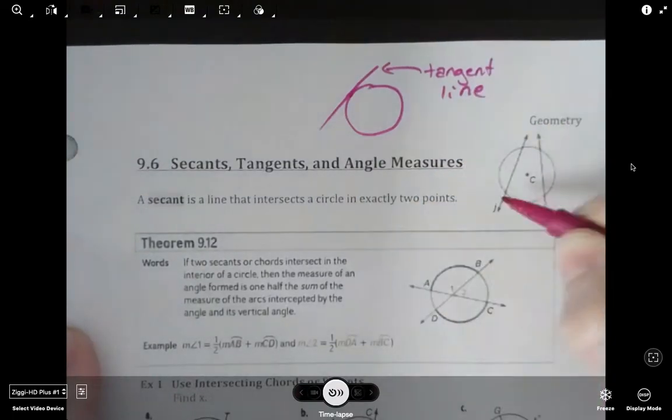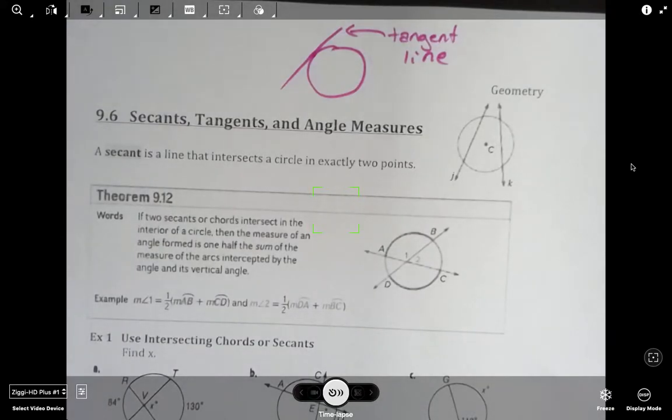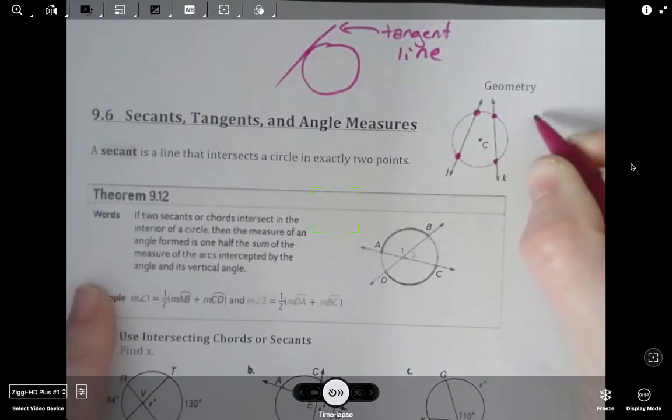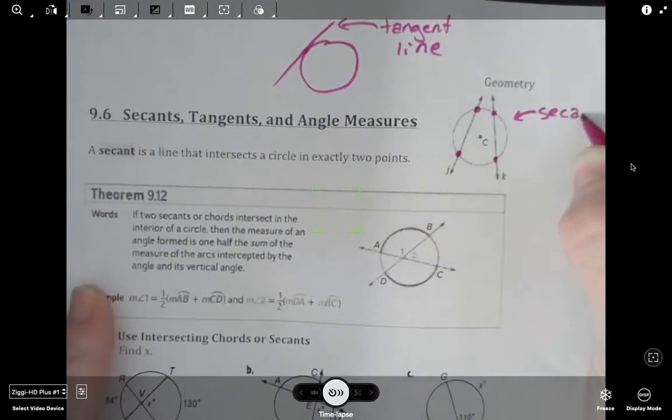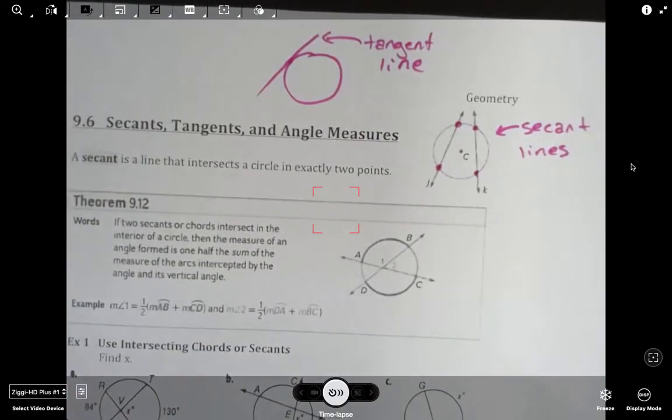Okay? Now, these are called secant lines. Secant lines are like chords that are extended. That's basically what they are. They go through and they touch at 2 points. This is called a secant line. They're basically like chords that are extended. Pretty easy concept. Okay?